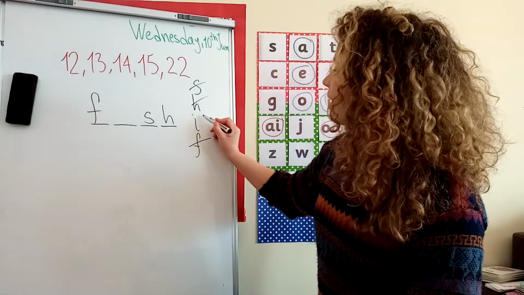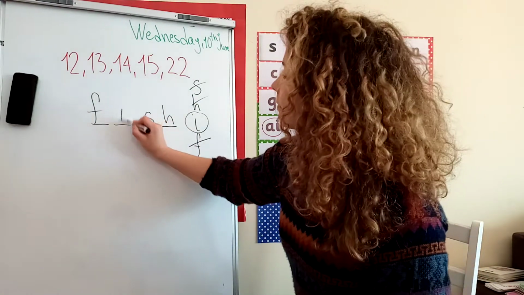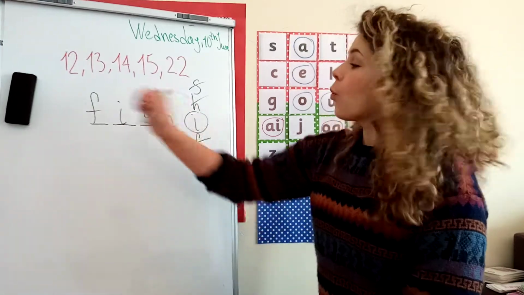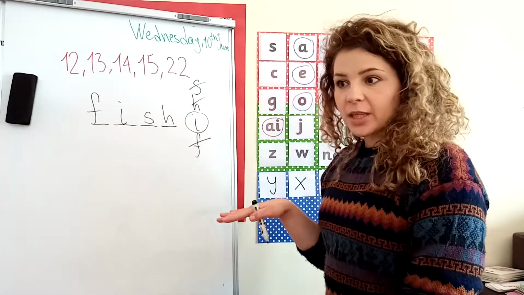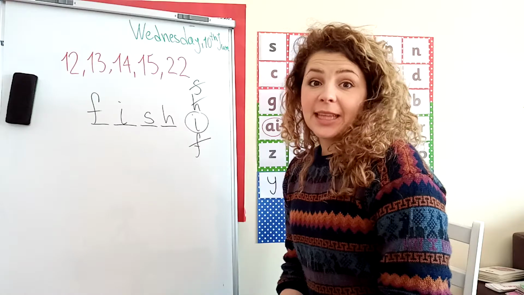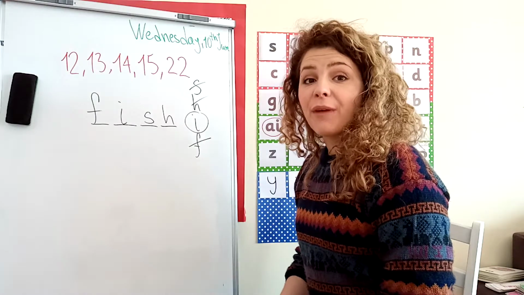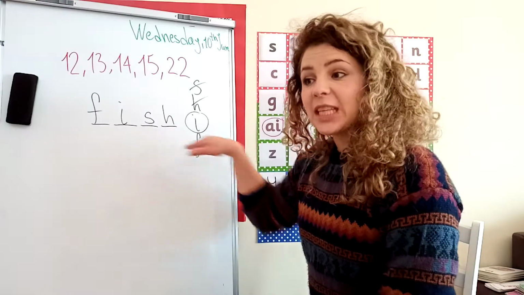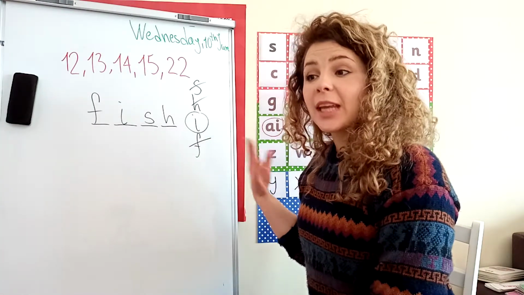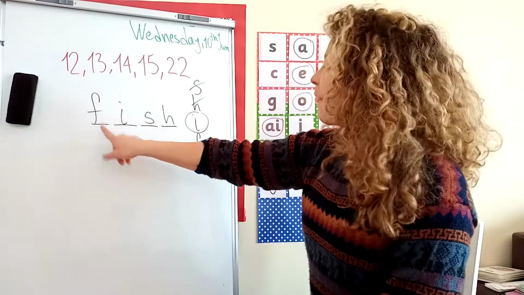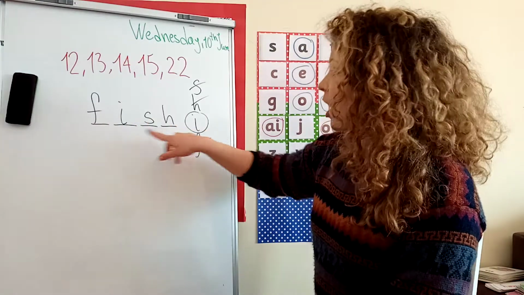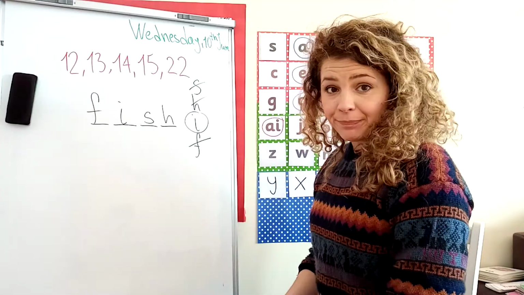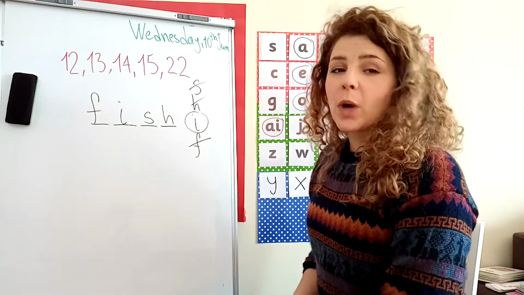Okay, and what do I have left? I. And then, when I've completed my word, I can't leave it just like that. I need to check if I've done it right. So I go back to the word and I try to read it to make sure that I did a good job. F, I, sh, fish. Okay? So let's do this one more time.